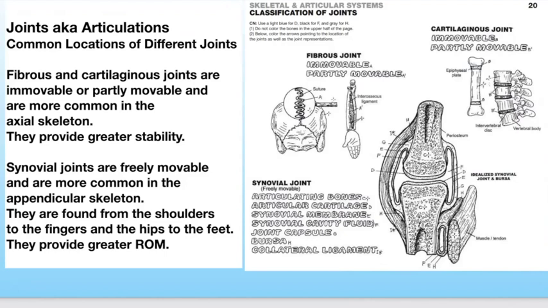And sure enough, synovial joints, which are considered freely movable, are more common in the appendicular skeleton. So synovial joints are found from the shoulders to the fingertips and from the hips to the feet. And they provide greater range of motion, but the trade-off is that they have less stability and are more prone to injuries than the joints of the axial skeleton.